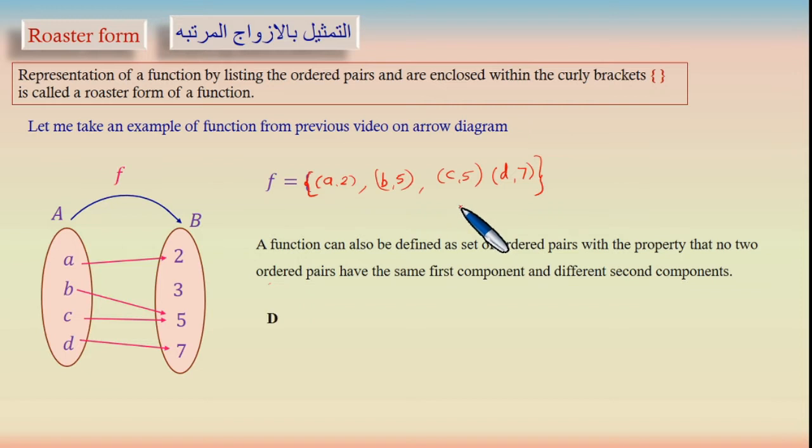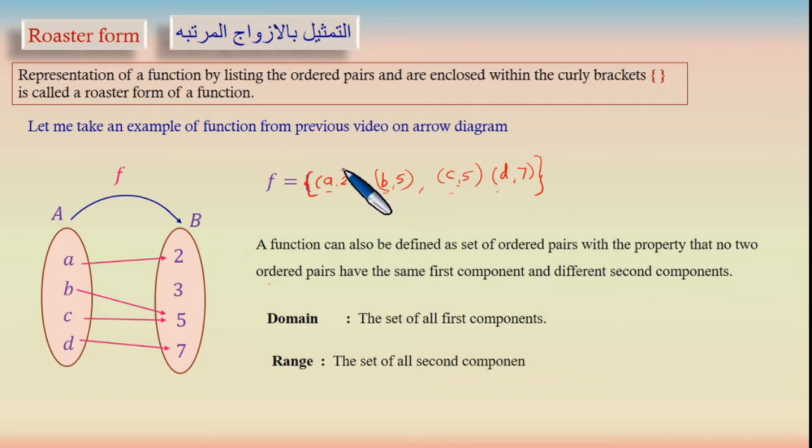Now here in this one, the domain is the set of first components, that is A, B, C, D. The set of first components is the domain and the range is the set of second components, that is 2, 5 and 7. 5 is repeating, so no problem, you just have to write it one time. So 2, 5, 7 is the range, and A, B, C and D is the domain of the given function.